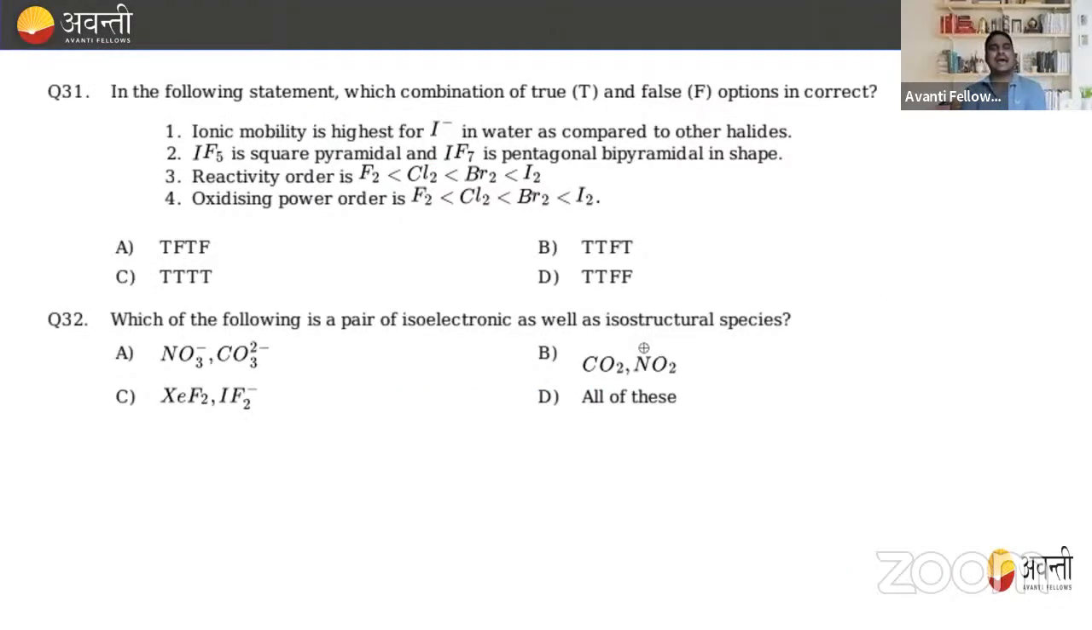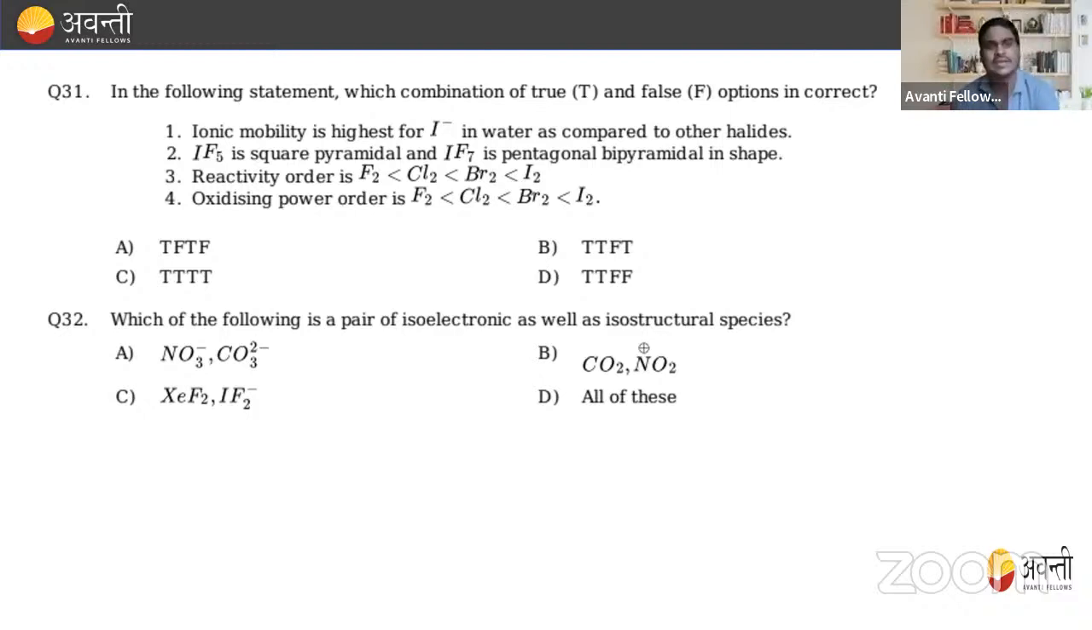So the first question is one of the very easy questions. What is the question asked, beta? In the following statements, which combination is true and false? You have to identify the correct option, right? Out of these four options, which one is correct?